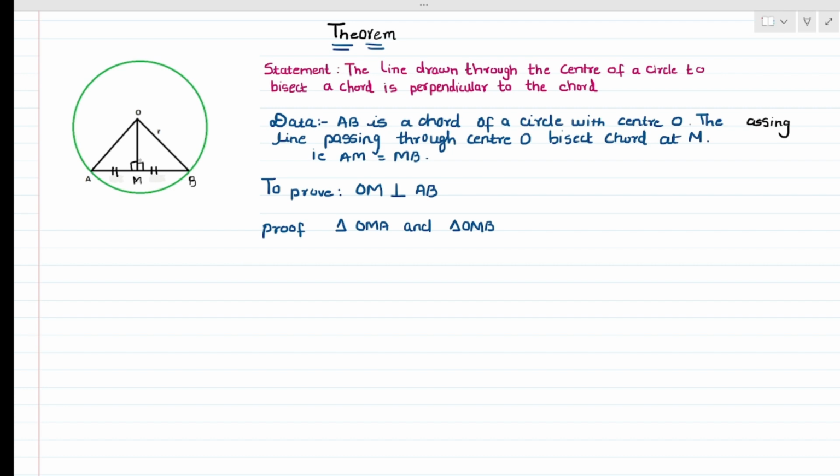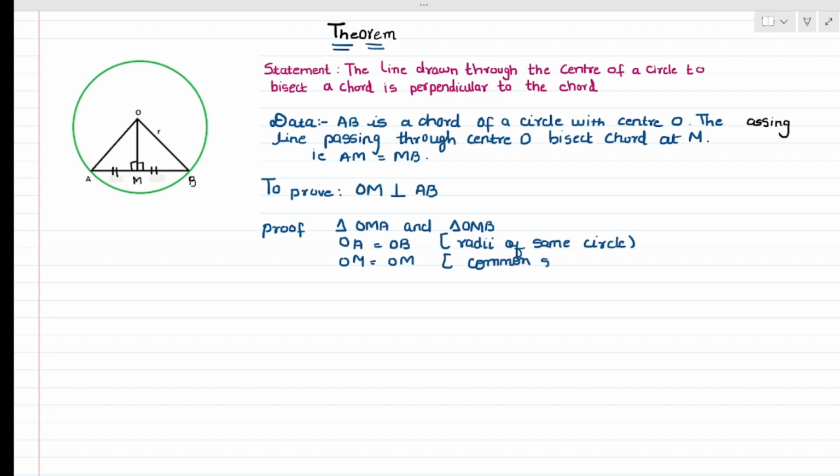Now we know that OA and OB are the radii of the circle, so OA is equal to OB, because they are the radii of the same circle. In both triangles, what is common? Side OM is common. So write OM is equal to OM, as a common side.